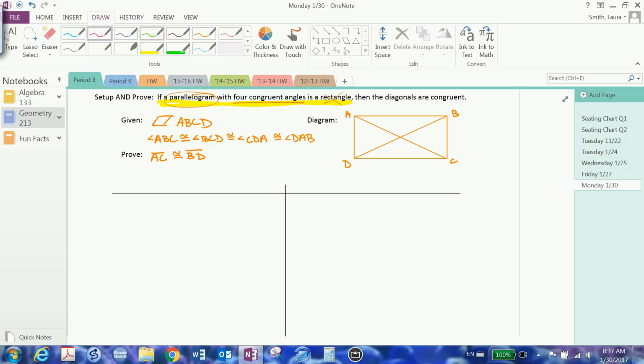Okay, so I'm going to change colors so that it's clear that whatever marks I make on my diagram are not marks for my setup, but they're marks for my proof. So how about pink? No, purple. All right, I'm going to start with the parallelogram.